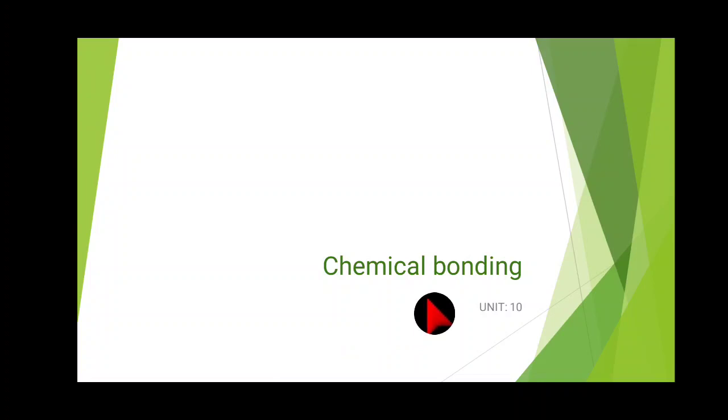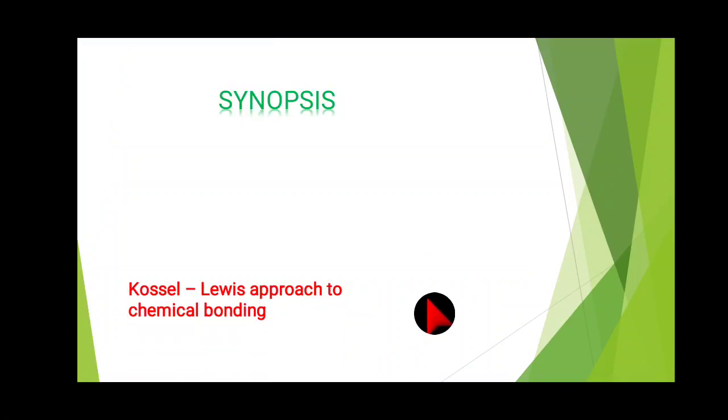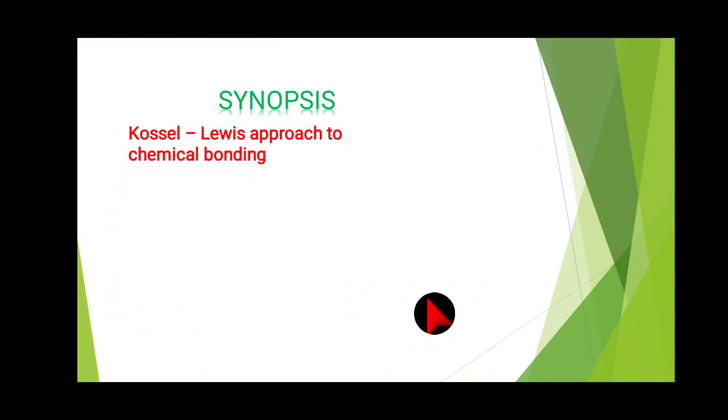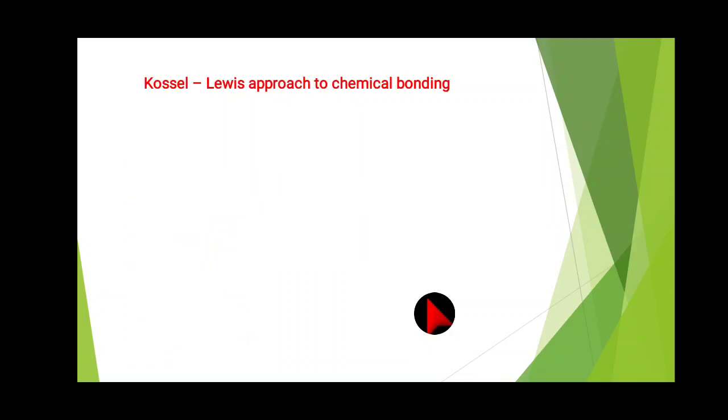Let us discuss. In this chapter, we are going to discuss the Kossel-Lewis approach to chemical bonding and Lewis dot structure, then covalent bonds and formal charge. First, the Kossel-Lewis approach to chemical bonding.